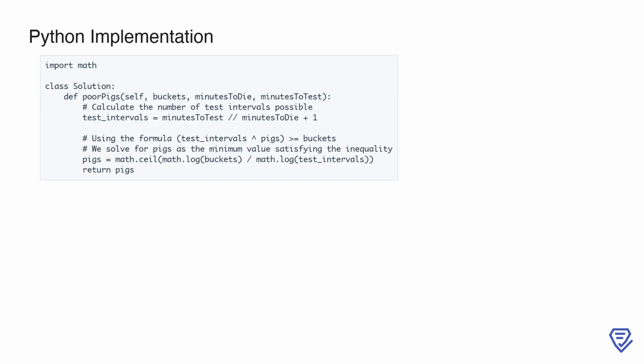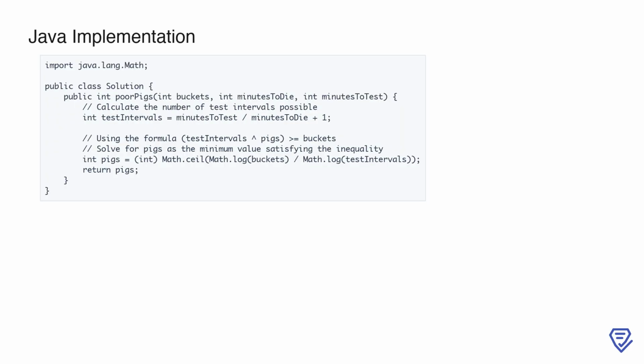The math.ceil function guarantees that the result is an integer large enough to satisfy the inequality. 6. Edge cases. The implementation inherently handles edge cases, such as when buckets equals 1, the result is always 0, as no testing is needed. When minutes to die is equal to or greater than minutes to test, only one test is possible per pig. This solution is both efficient and concise, as it leverages mathematical properties to derive the minimal number of pigs directly without exhaustive simulations or iterations.